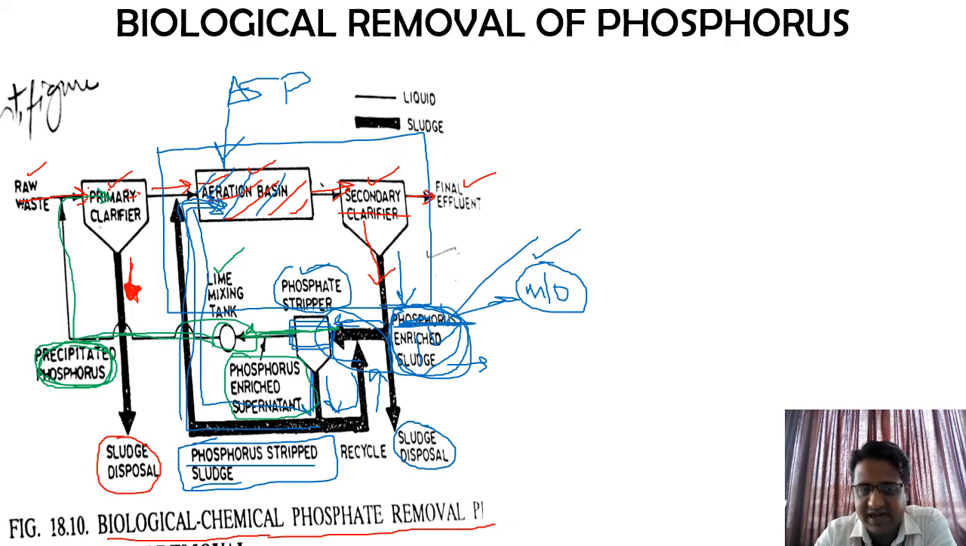So again, in this primary clarifier, what is happening? The initial sludge we talked about over here will have this precipitation. So precipitated phosphorus can be removed out something like this. Okay, with this particular explanation you can check it out.